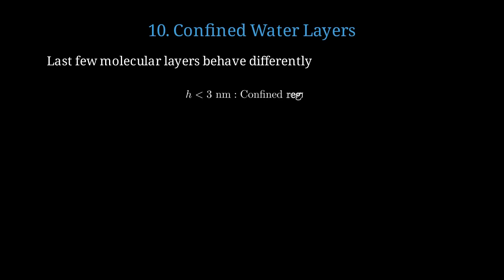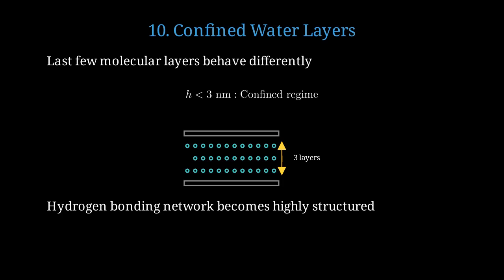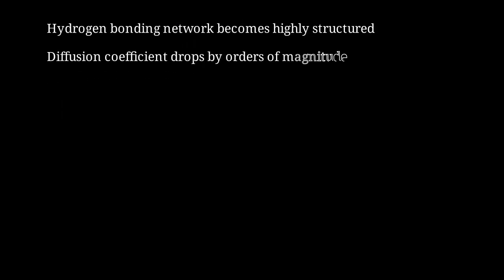Below 3 nanometers thickness, water enters the confined regime. Here we see 3 layers of water molecules confined between surfaces, showing the structured arrangement. The hydrogen bonding network becomes highly structured and resistant to disruption. The diffusion coefficient drops by orders of magnitude, making evaporation extremely slow.